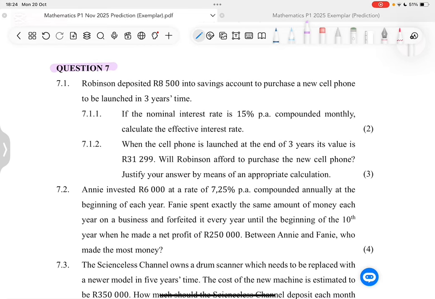Question 7 will examine financial mathematics. 7.1. Robinson deposited 8,500 into a savings account to purchase a new cell phone to be launched in 3 years' time.